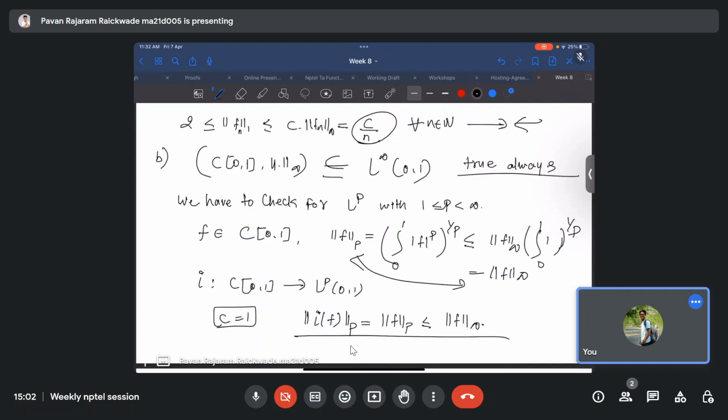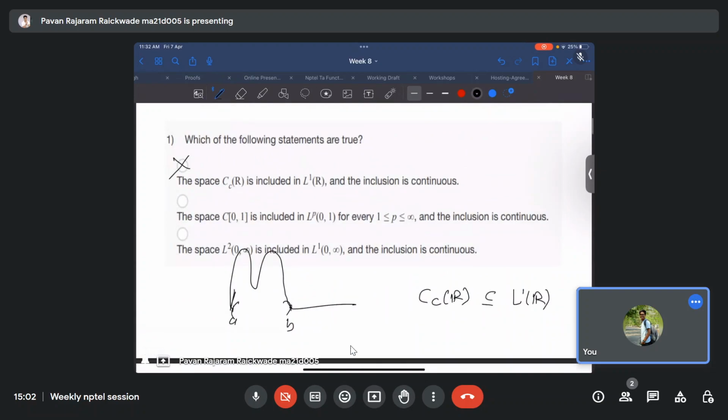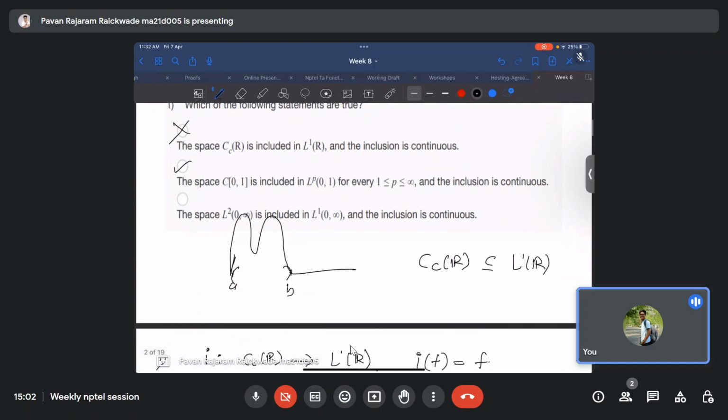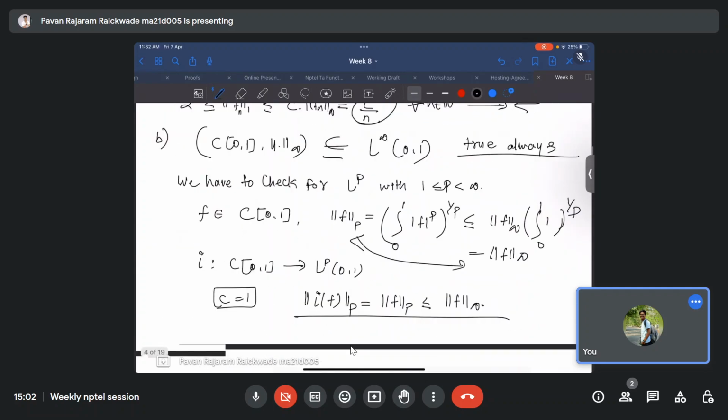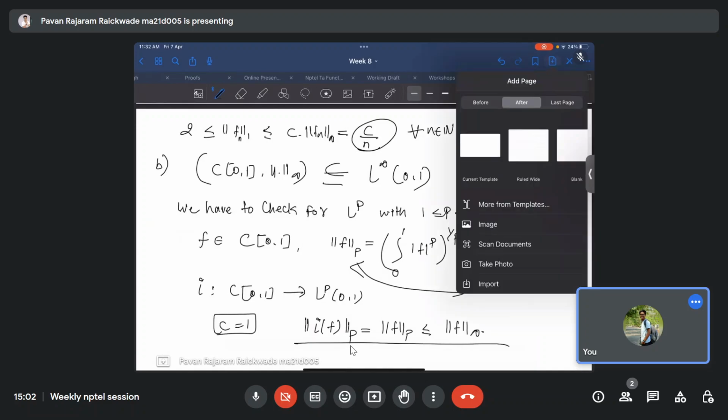Okay, now the second one is false. Sorry, the second one is true: the inclusion is continuous for every p. The third one says the space L^2[0,infinity) is included in L^1[0,infinity), and the inclusion is continuous. In fact, in this question we don't even have to check continuity, because the inclusion itself is not true. L^2 is not included in L^1. The paper is finished.